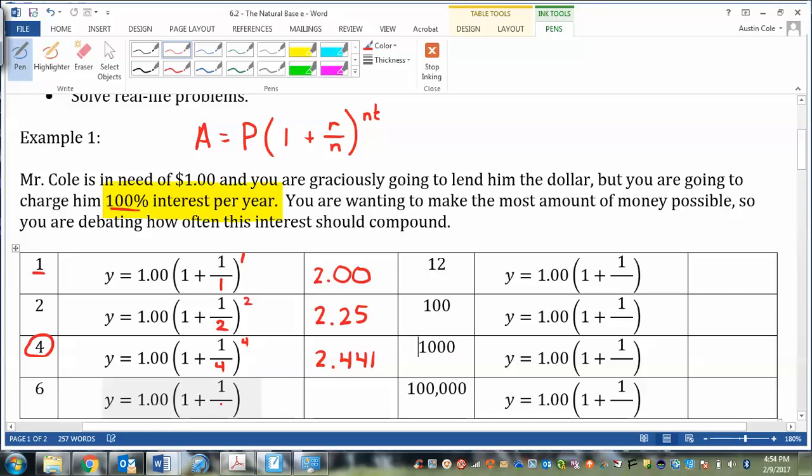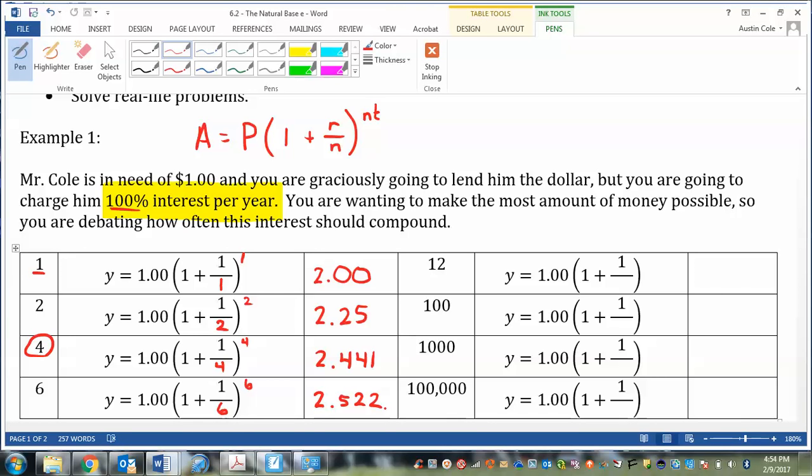All right, now let's try 6 times a year, which is every 2 months. Okay, so the calculations will start getting a little bit more complex, but I'm going to take 1 divided by 6 on my calculator, add 1 to that, then take it to the 6th power, and I think you should get 2.522. So now you're over $2.52. All right, we're gonna keep going here.